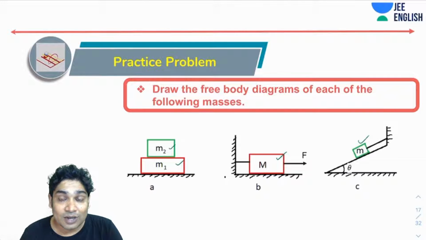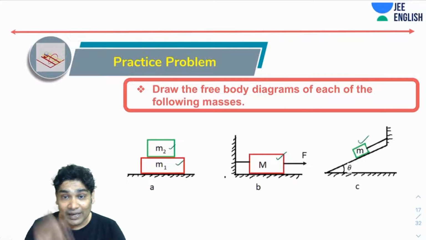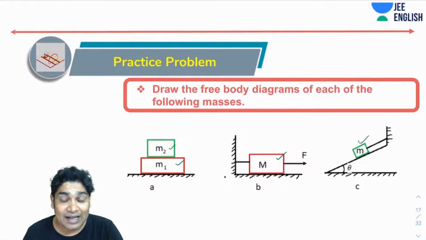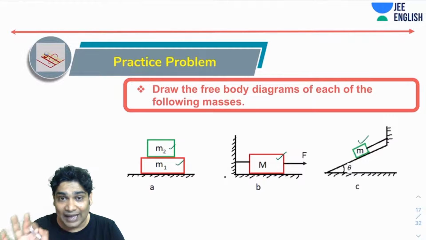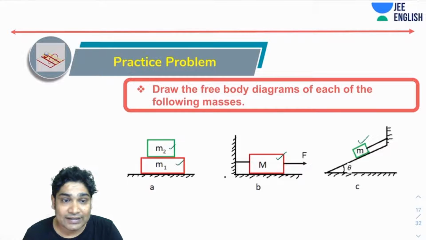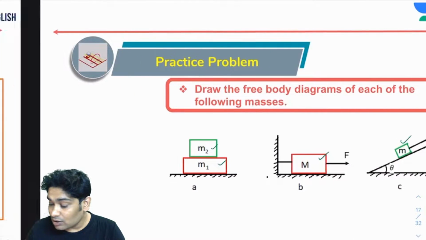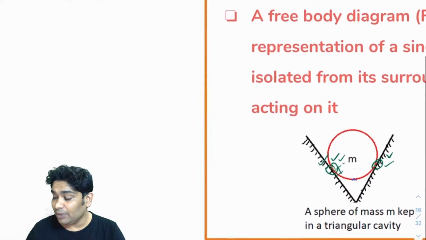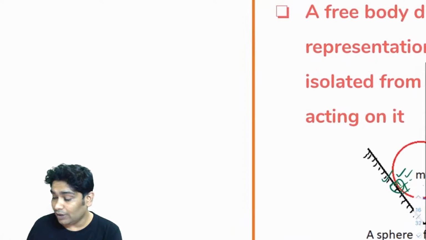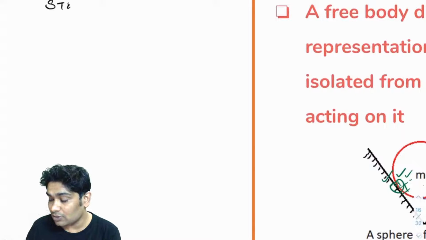Alright. So again, the steps of making an FBD would be: identify all the contacts, identify all the non-contact interactions, and replace all the forces arising through these contacts and the non-contact interactions, and apply them on a point mass. These are the steps of making an FBD. So maybe I can write it here. Let's write the steps of making an FBD here. So please follow these steps and you will be fine.